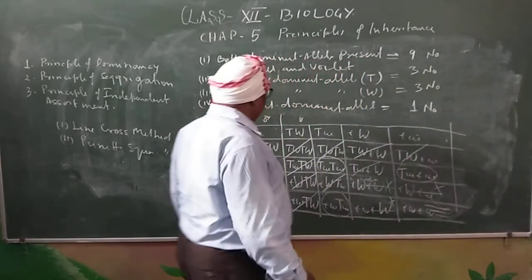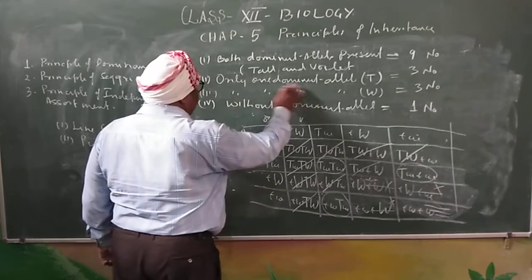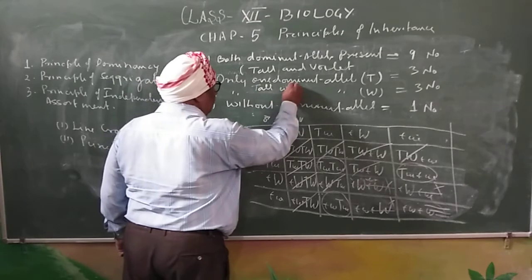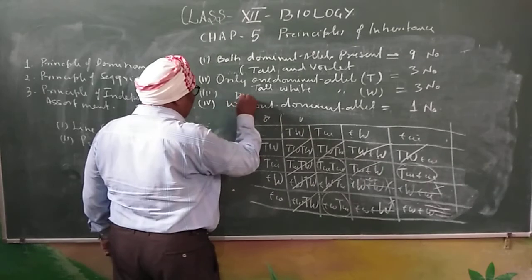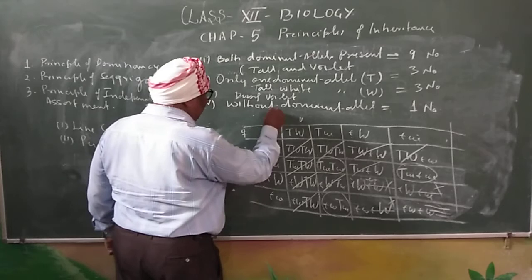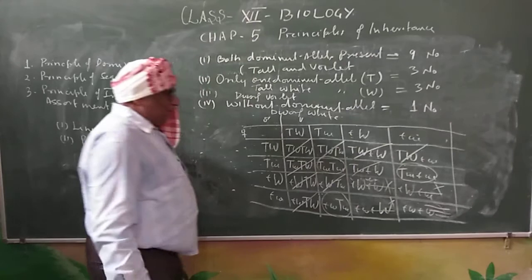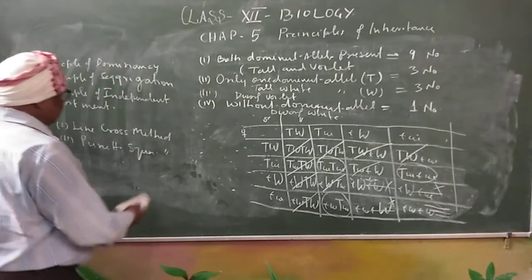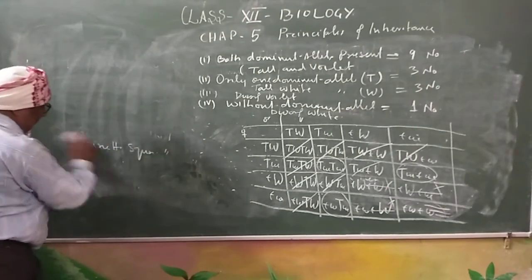So we can say, if both dominant present, it means they are tall violet. If only one dominant present, they are tall white. Now this third one is the dwarf violet, and fourth is dwarf white. So 4 types of individuals we are getting. We can conclude these results in the form of the following conclusion. What conclusion are we drawing here?